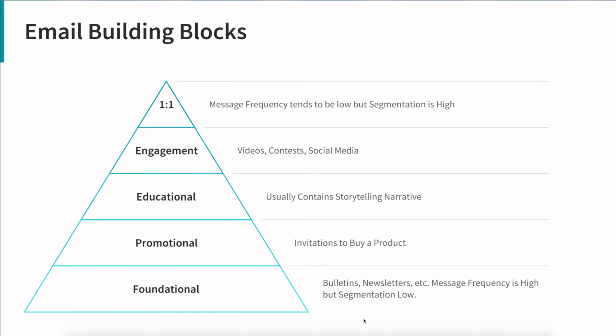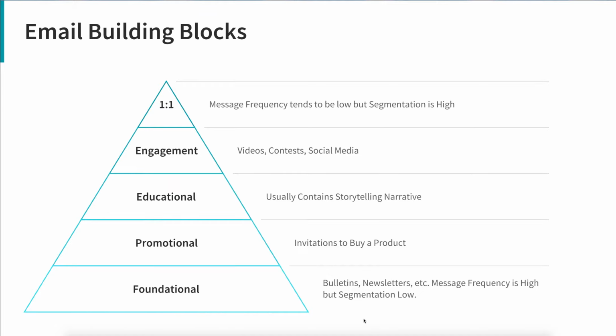At the base, you can see the foundational emails. These are the ones that we use to conduct business. We send our bulletins out, we have newsletters. The message frequency might be high, and it's a very broad group of people, so the segmentation is low. Basically, these are ones where you are telling people who you are and what you do.